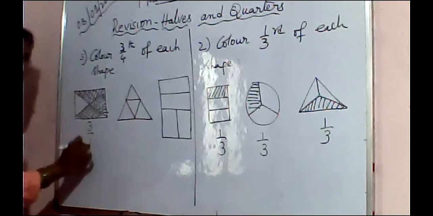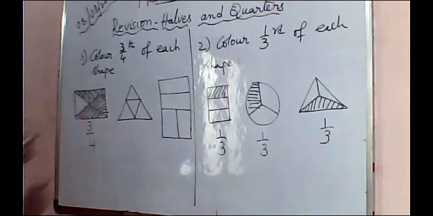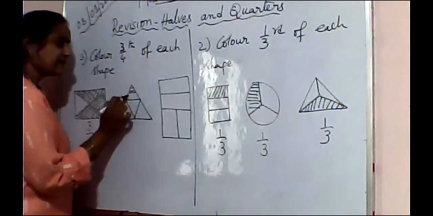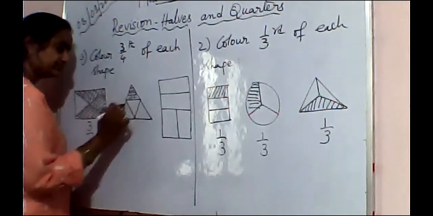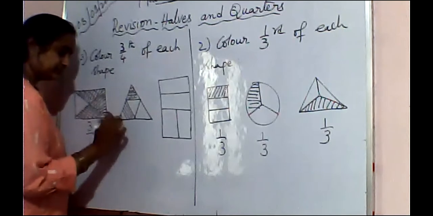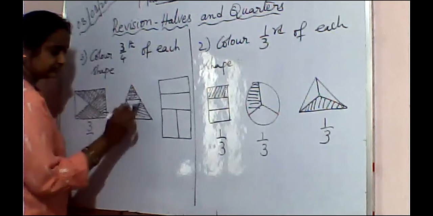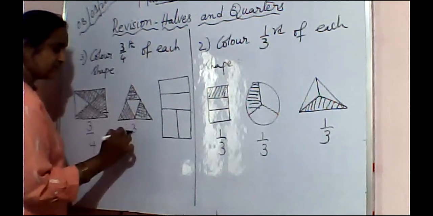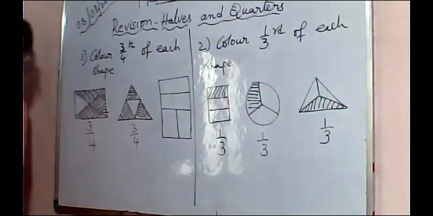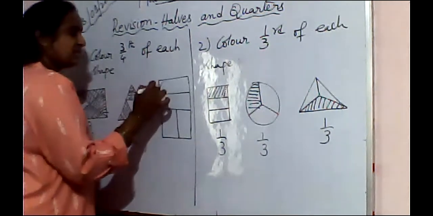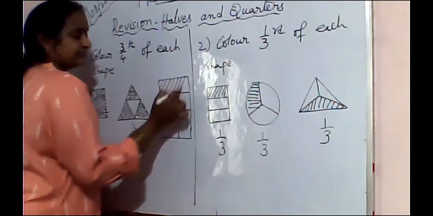This is 3/4. In this also, any 3 parts we can color. We have to color 3 parts. So this is also 3/4. Out of 4 parts we are coloring 3 parts. In this also we can color 3 parts.